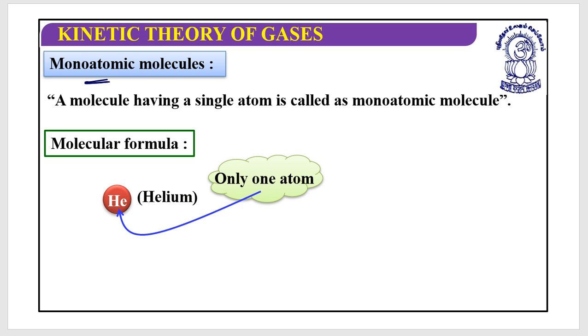First, monoatomic molecules. It is a molecule having a single atom. Having a single atom is called a monoatomic molecule. When I say mono, the word represents one; it says having only one atom. Let's take the case of helium. The molecular formula is He, and it has only one atom. When it has only one atom, that is what we call a monoatomic molecule.